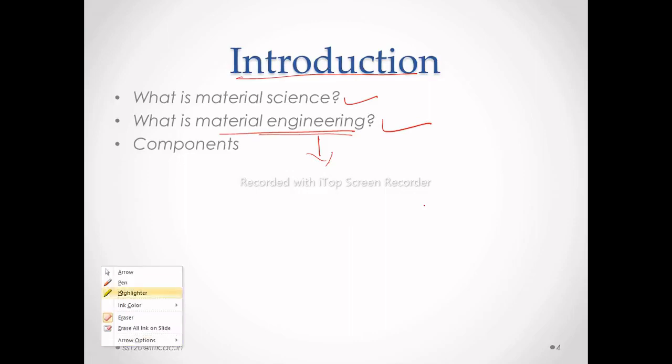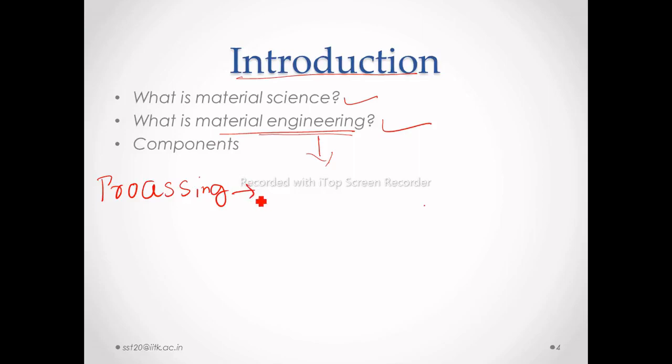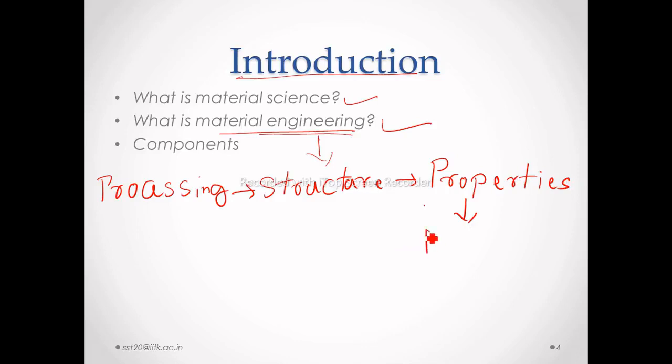So let's talk about the components of materials engineering. What are the main components, and how are they related? There are four main important components: first of all processing, then structure, property, and then comes performance. Let's talk about them one by one.